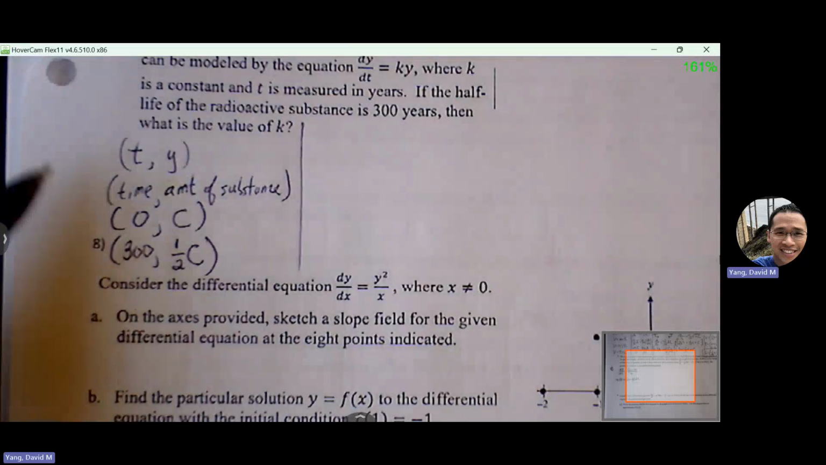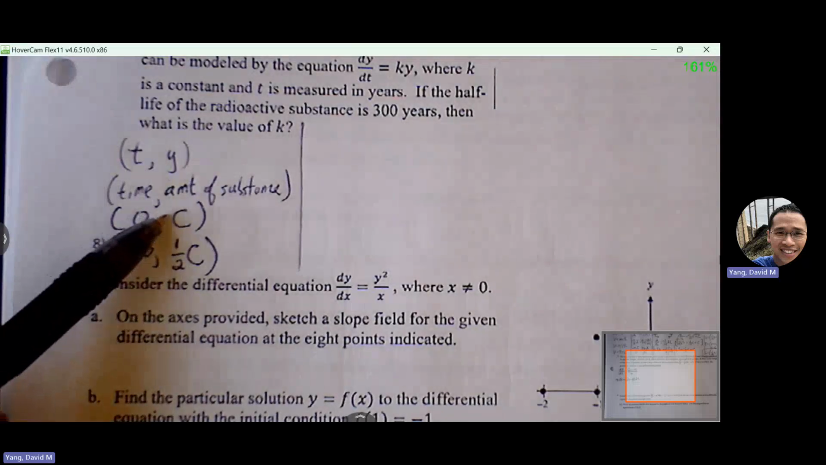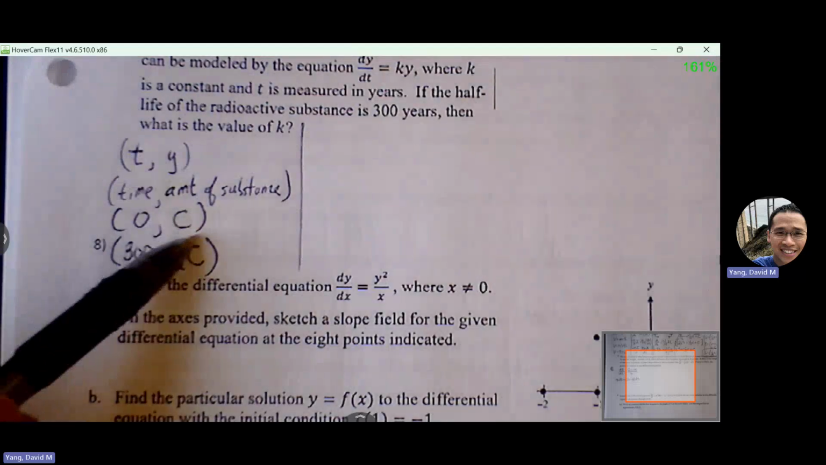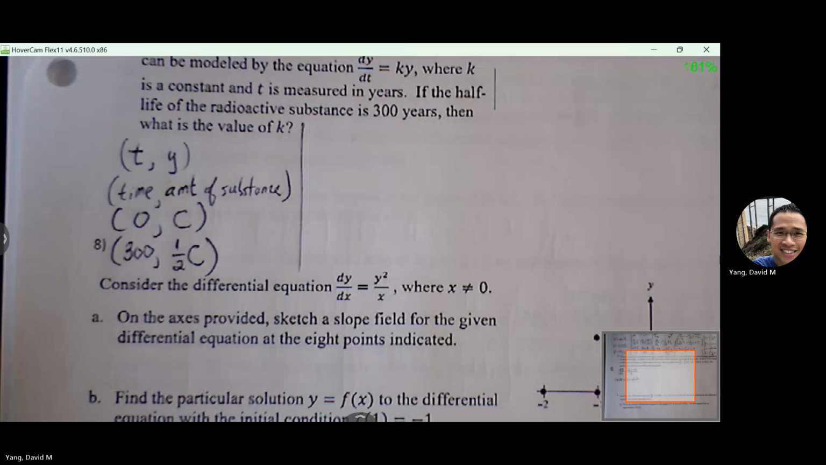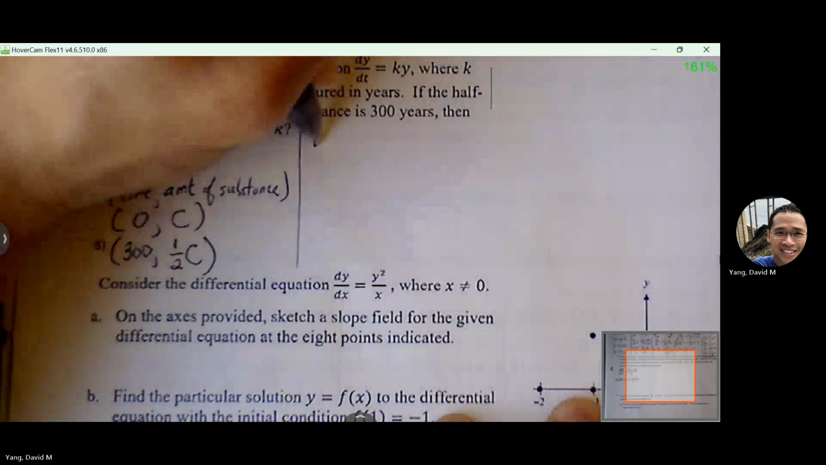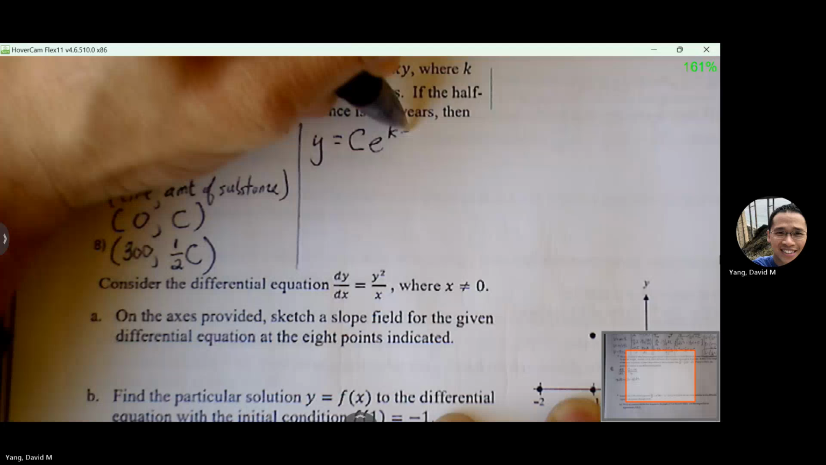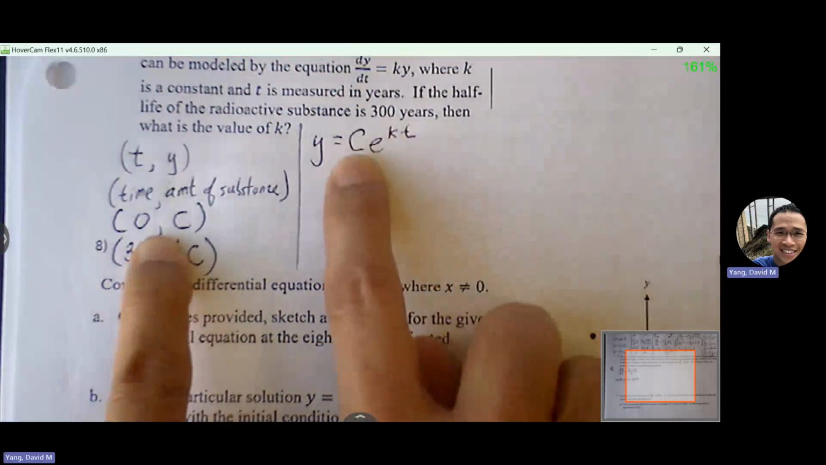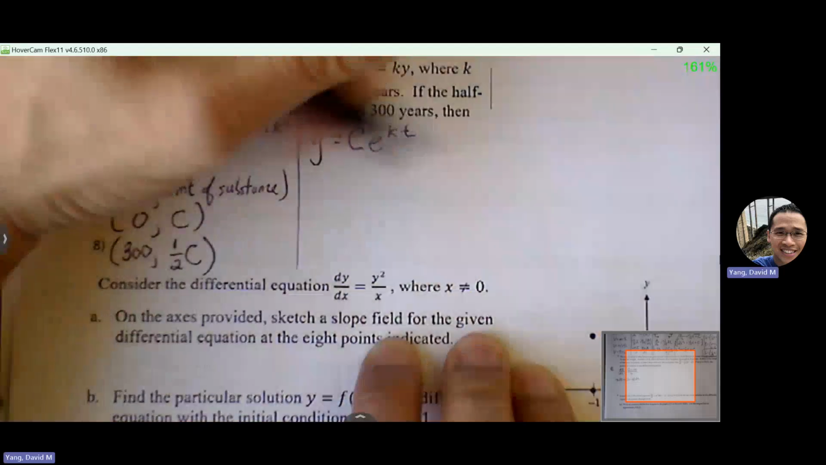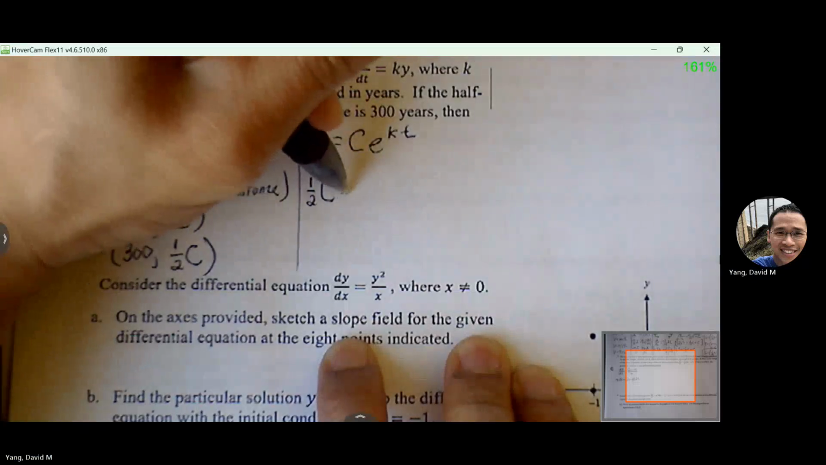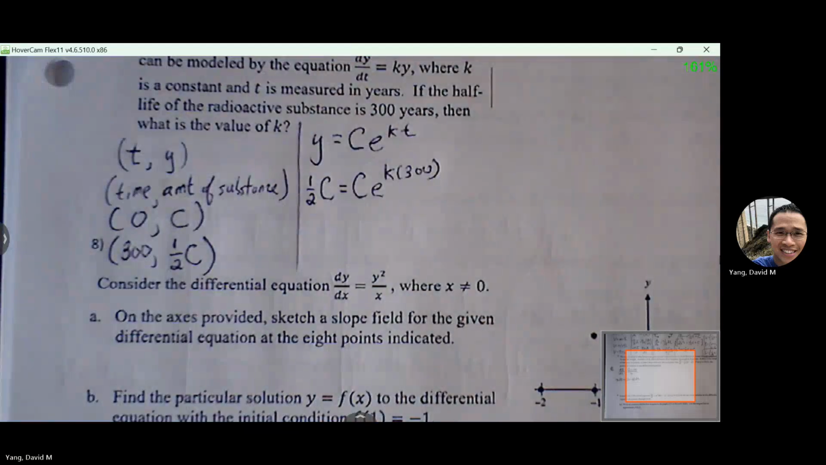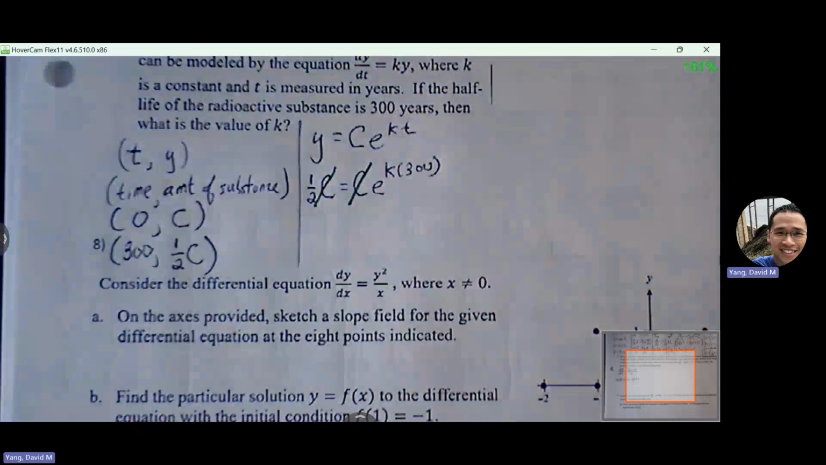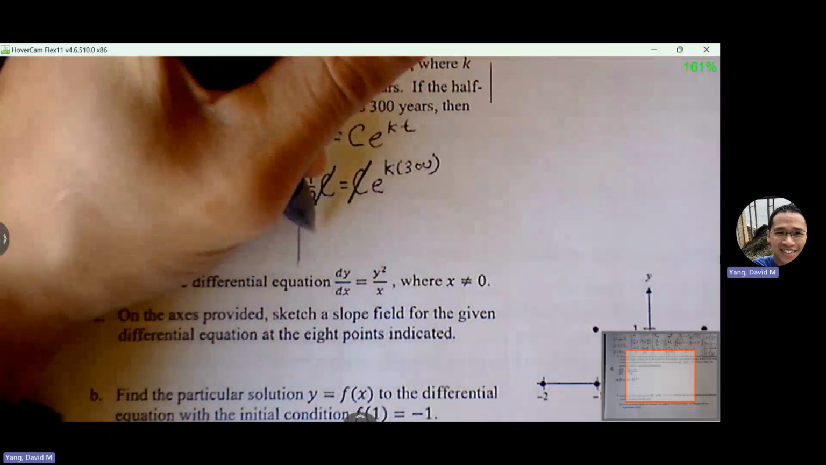All right, so we don't know how much substance there is at the beginning, so we can just call that C, but we do know that 300 years later, whatever amount that we start off with is going to decrease by half. The first ordered pair is not going to help us get anywhere, so let's move on to the second one. The C's will conveniently cancel out. And then we can just work our way to solve for K, and that will be our goal.